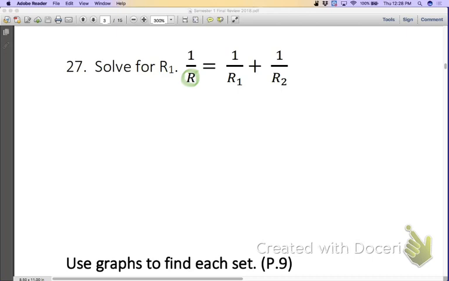R1 and R2, right? So I'm going to take r sub 1 times r sub 2 to both the top and the bottom of the first one. What am I missing from the second fraction? R2 and R, right? So then the top is R times R sub 2.